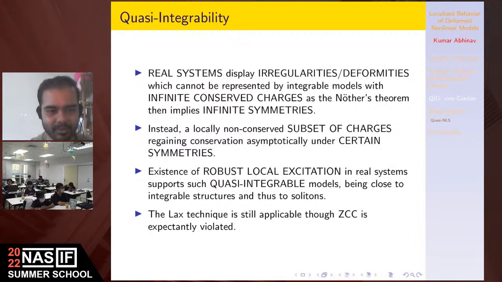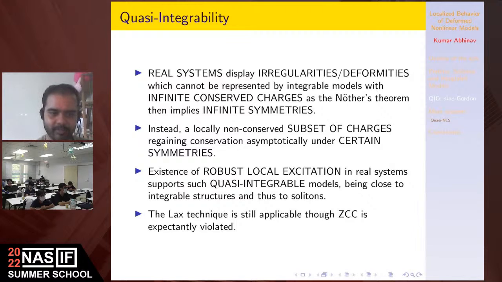And if you want to represent that system by an integrable model, which has an infinite number of conserved quantities, then if everything is conserved, that means everything is symmetric. How can you represent deformities? You cannot. So that's why ideal integrable models are in principle not suitable to represent real systems, because real systems have deformities. Instead, to represent real systems, we want systems which are mostly integrable, but some charges are not conserved. Partially it is not integrable.